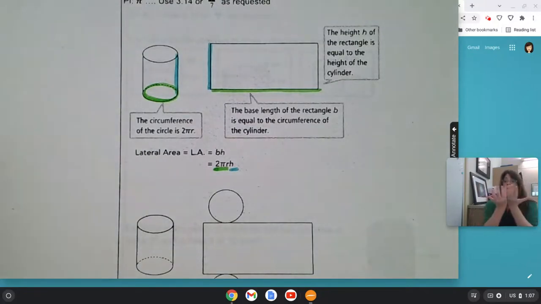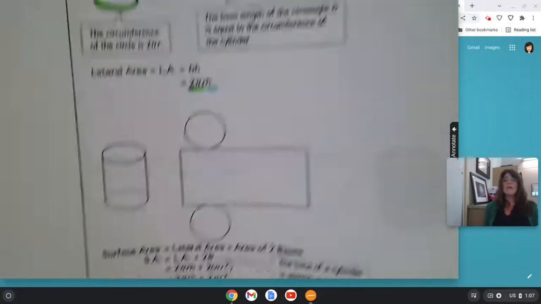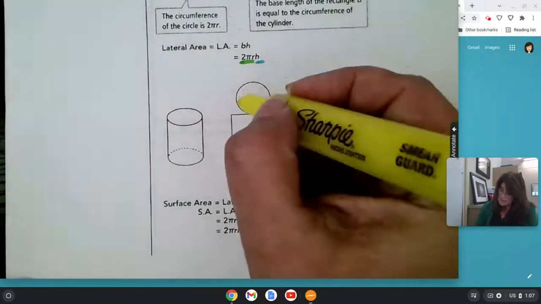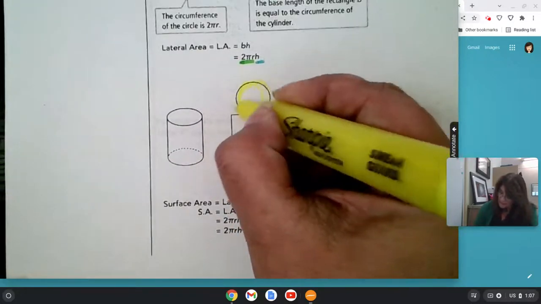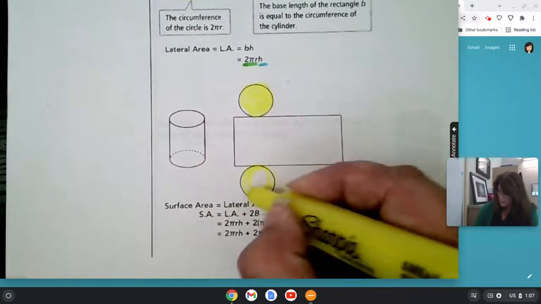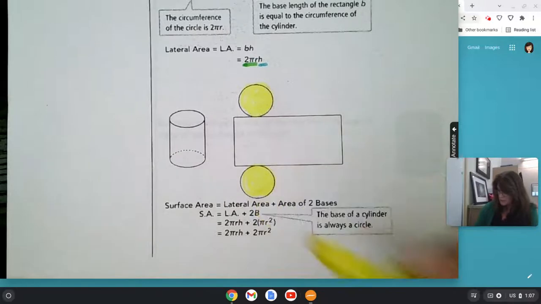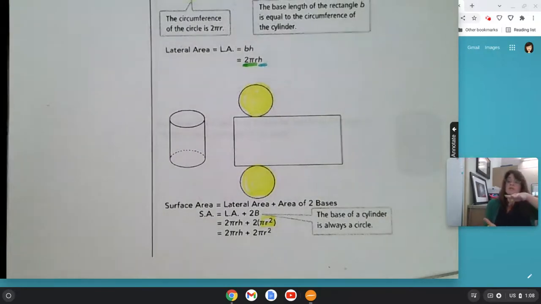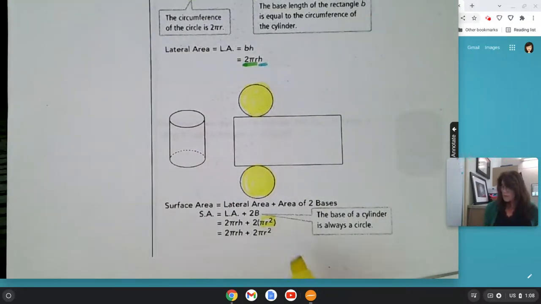Then, once we have the wrapper that goes around the cylinder, it also has bases. The bases are like the lid and the bottom, and they're entire circles. The bases are pi r squared. And because there's 2 of them, if it's a closed cylinder, we use 2 pi r squared.